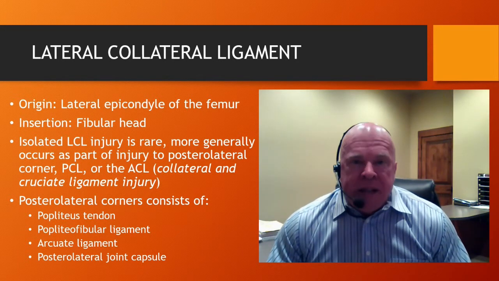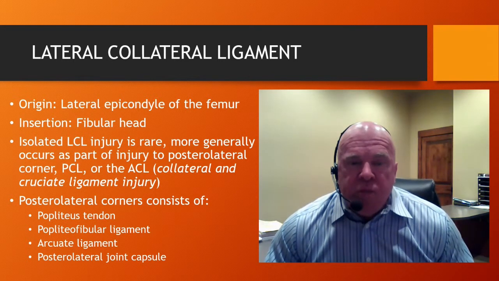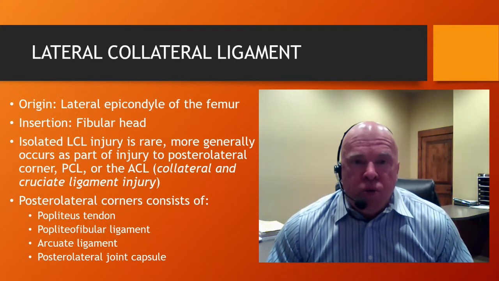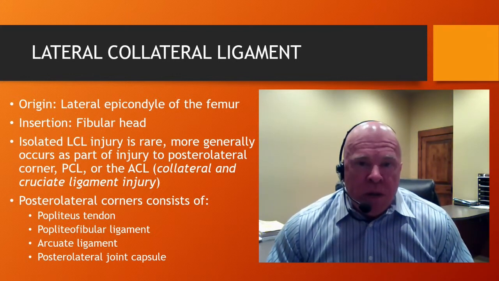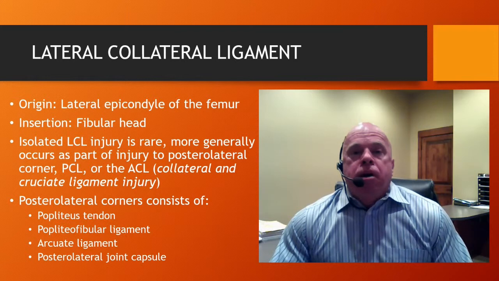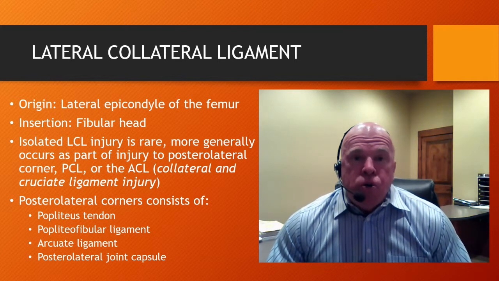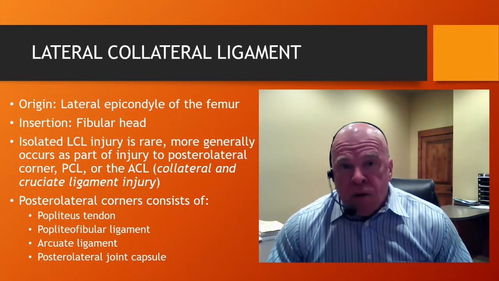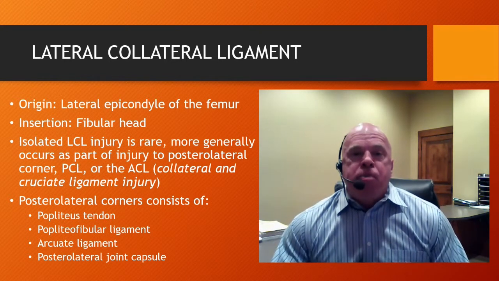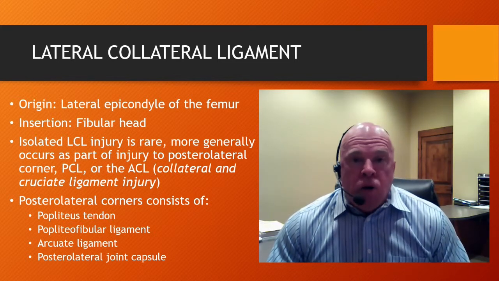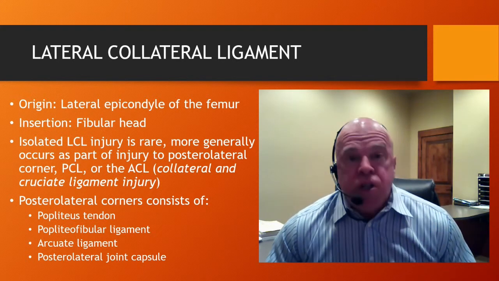Now, isolated lateral collateral ligament injury is rare. It more generally occurs as part of an injury to what's referred to as the posterolateral corner. And the lateral collateral ligament forms one layer of 3 layers of the posterolateral corner. So, injury to the lateral collateral ligament generally includes injury to one or more of the other components of the posterolateral corner, and may also involve injury to the anterior cruciate ligament and also the posterior cruciate ligament.